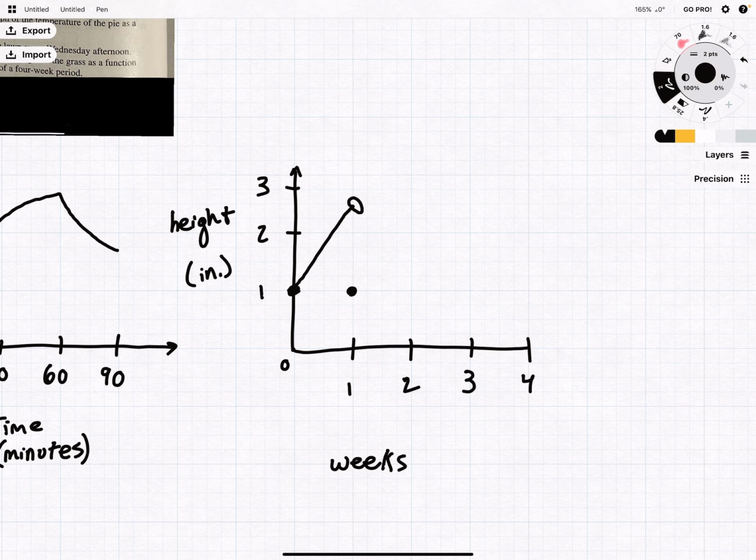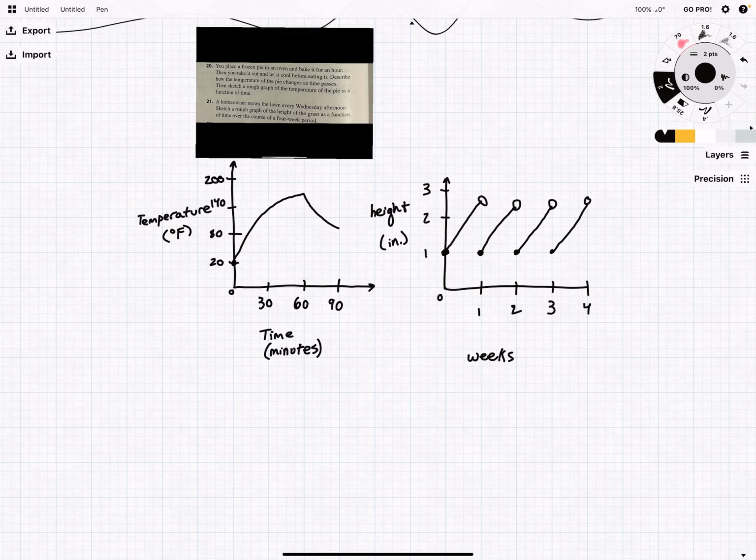And so he does this every week, and it's going to be exactly the same because this person seems to be very particular with what they want. And there we have it. That's a function of what happens to the grass height. It grows about 1.5 inches every week, and then it gets cut down back to 1 inch. And that's it for problems 20 and 21.